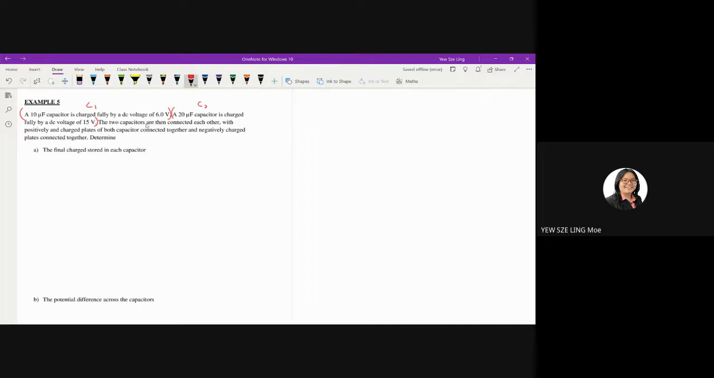And after that, the two capacitors are disconnected from the power supply, and then you connect them to each other, with the positively charged plates of both capacitors connected together and the negatively charged plates connected together. Now, what does it mean? If positive plates are connected together and negative plates are connected together, then you connect them in parallel. If you connect positive to negative and positive to negative, then you connect them in series.